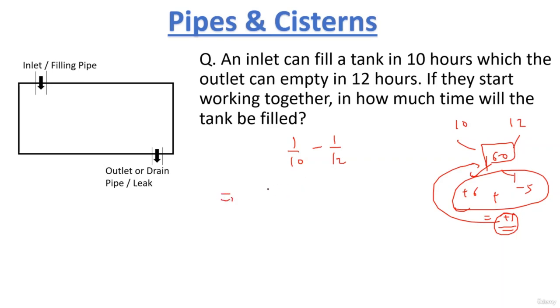So this will be 6 by 60 minus 5 by 60 equals 1 by 60th of the work done every hour. So what is the total time taken? It's the reciprocal, 60 hours.